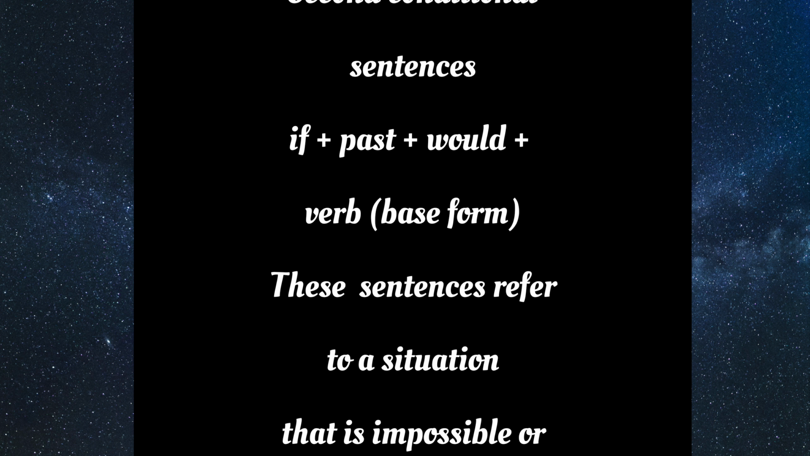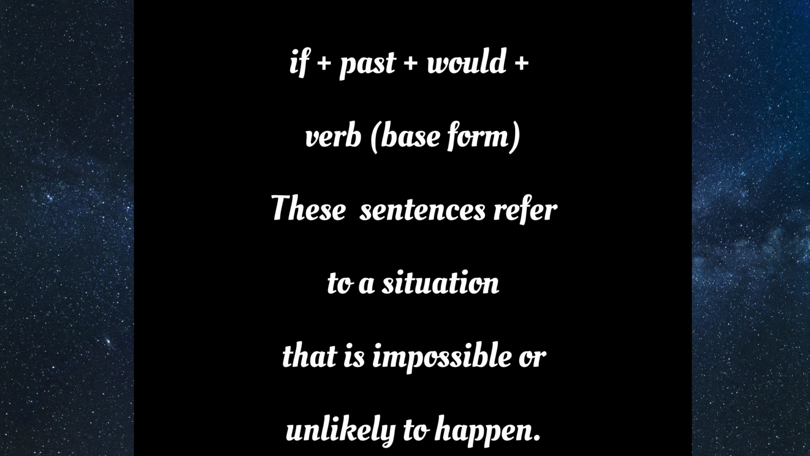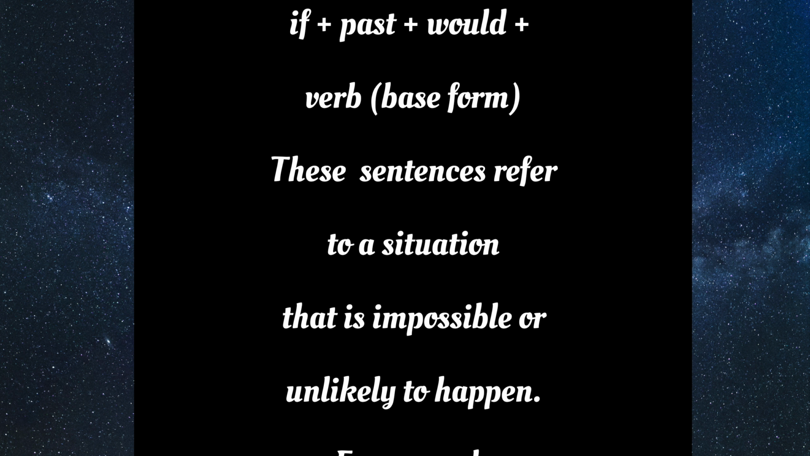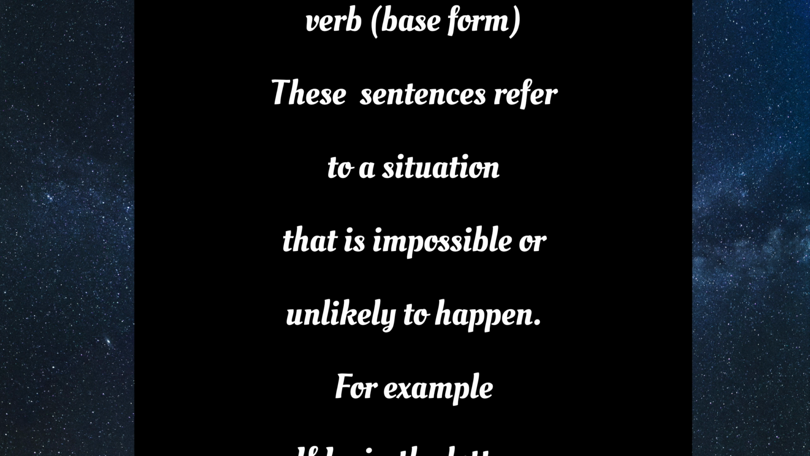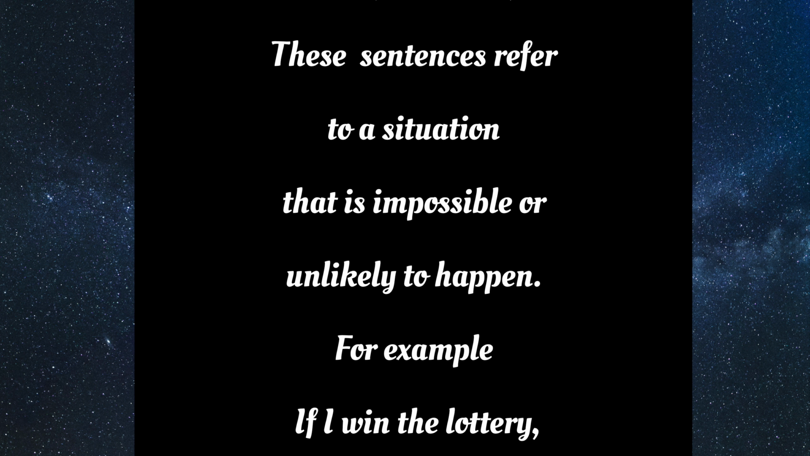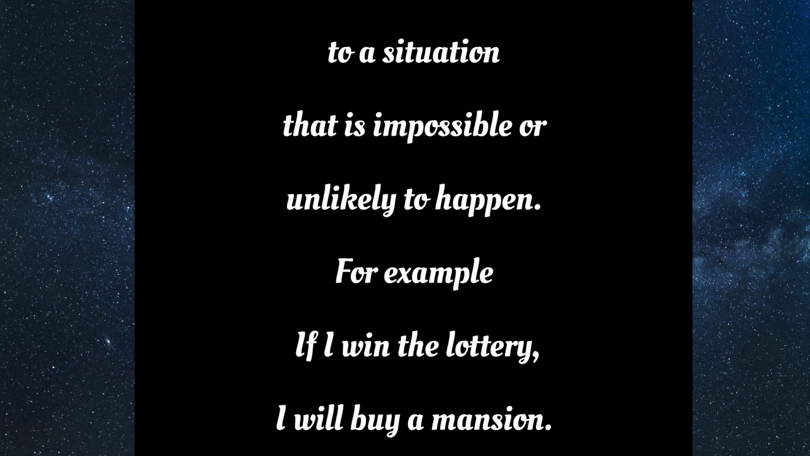The next form is the second conditional sentences. The construction of these sentences starts with if, then the past, then would, and then the verb. These sentences refer to a situation that is impossible or unlikely to happen.